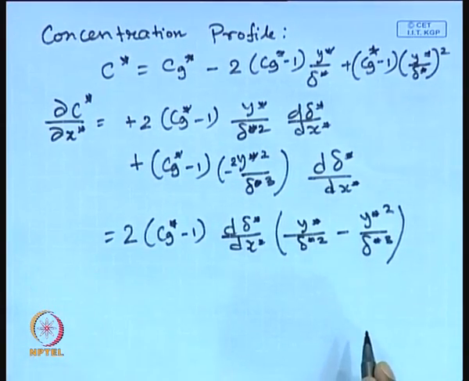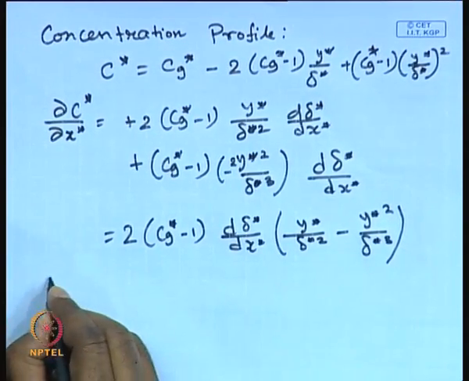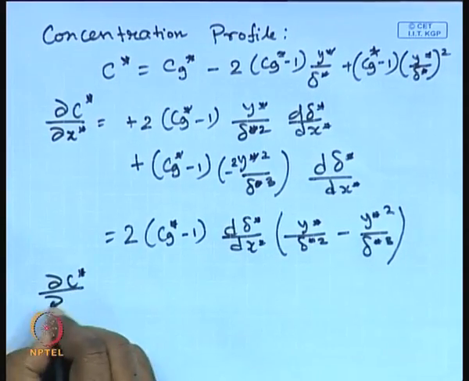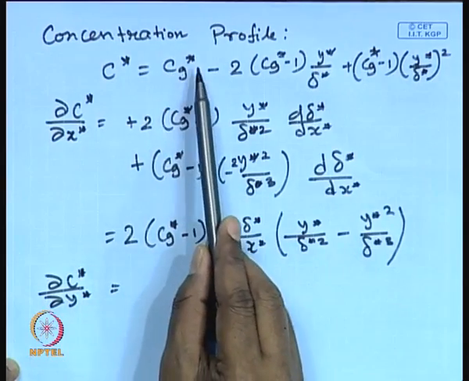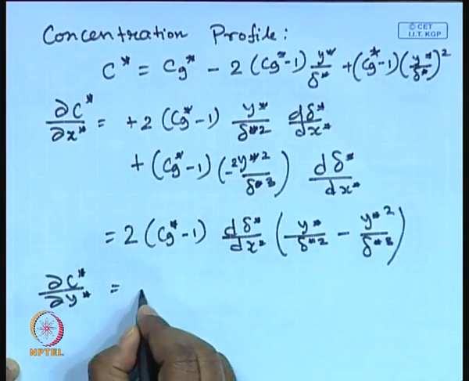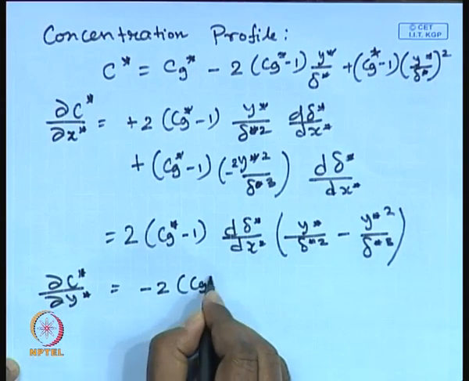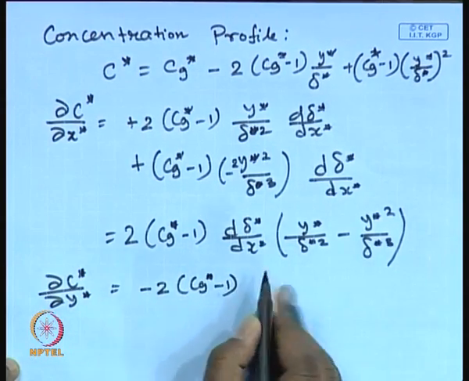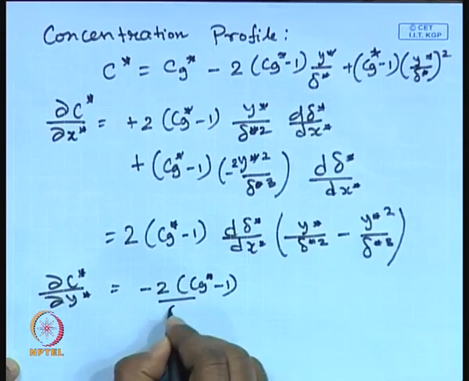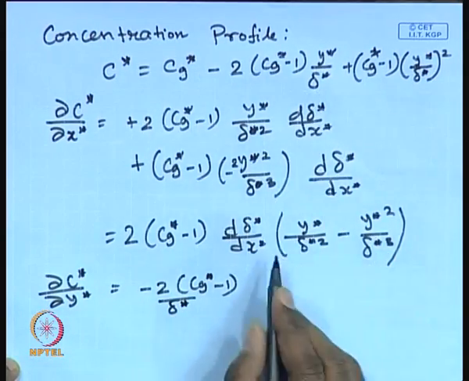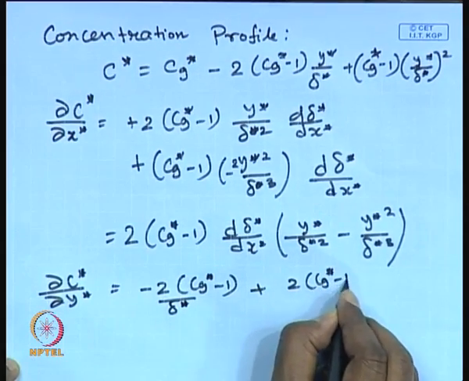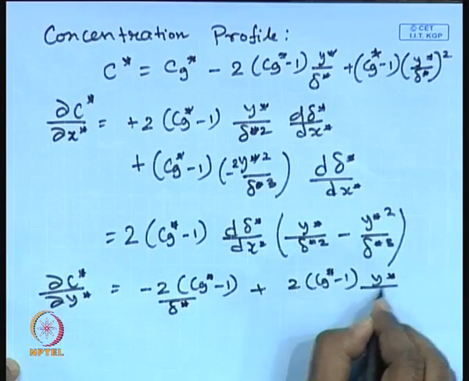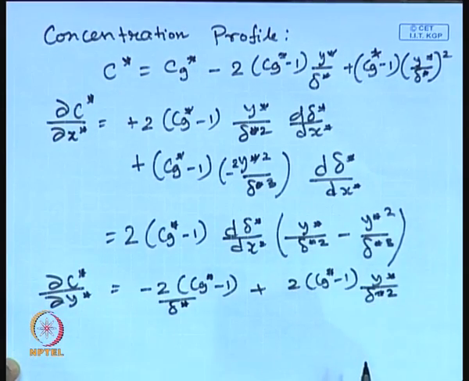That is the expression of del c star del x star. Similarly, we can get the del c star del y star. What is del c star del y star? No term coming from the first term, you will be having only minus 2 cg star minus 1 divided by delta star, that is from the first term, and the second term will be plus 2 cg star minus 1 y star by delta star square.